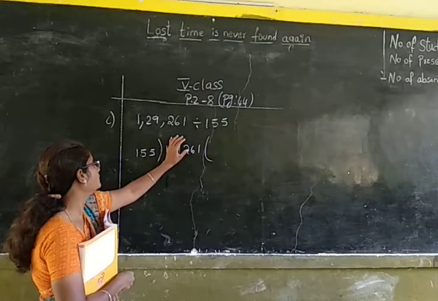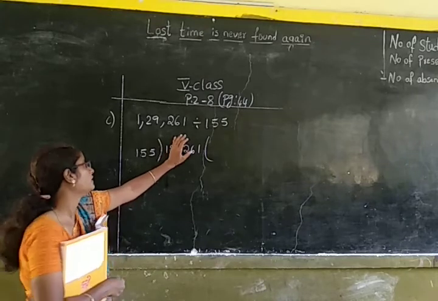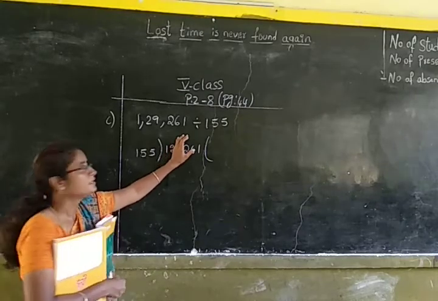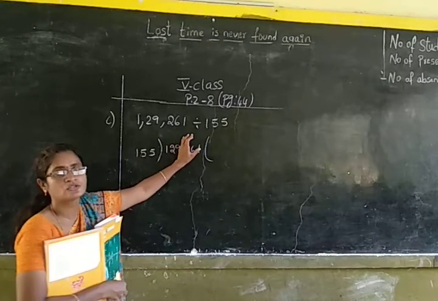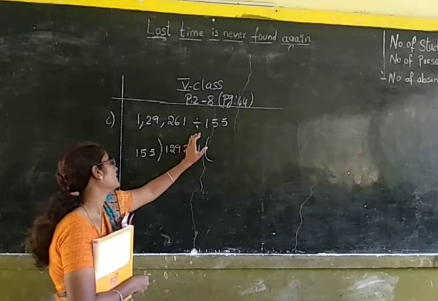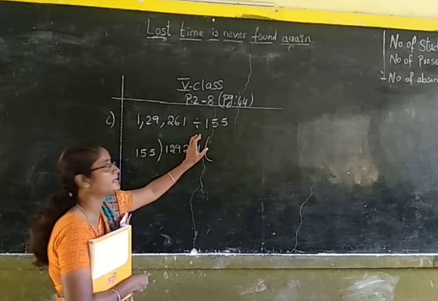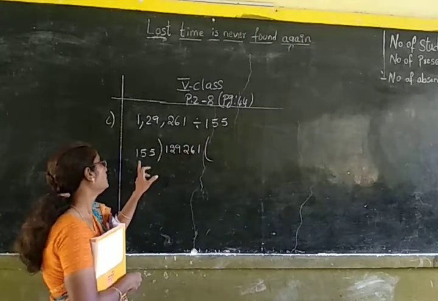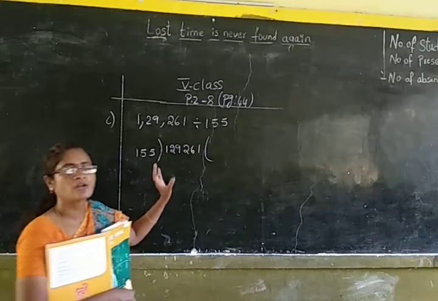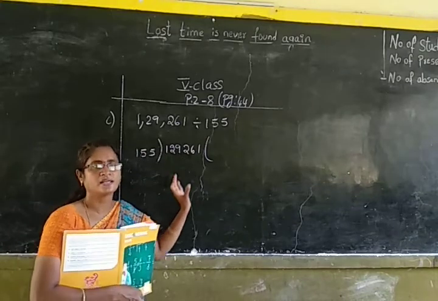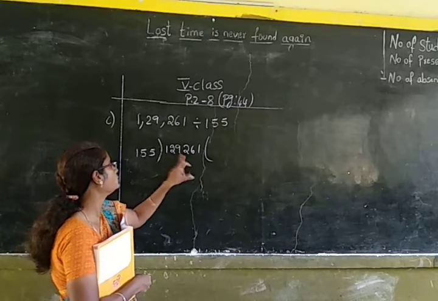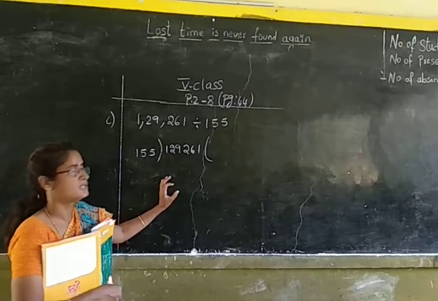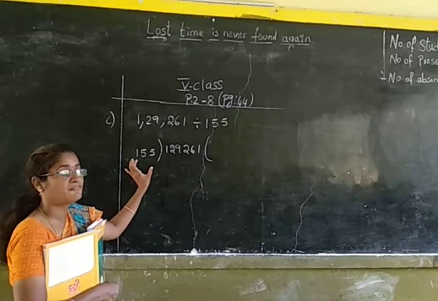If I take 1, this will be less than divisor. If I take 12, it will be less than divisor. If I take 129, then also it will be less than divisor. If I take 1292, this will be greater than divisor. You should always take a number that is greater than the divisor. So I have to take 1292.